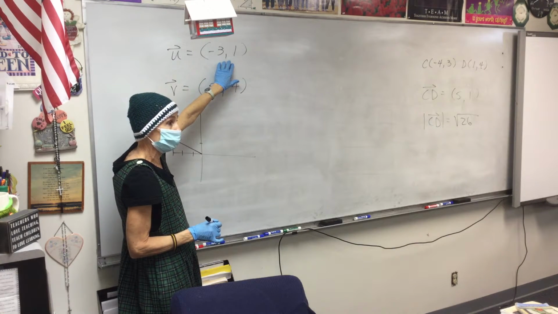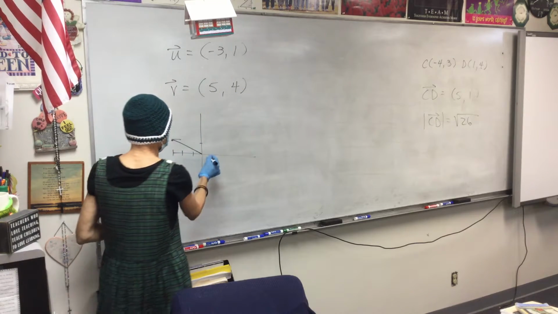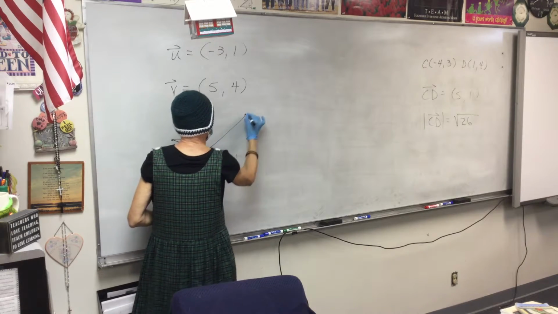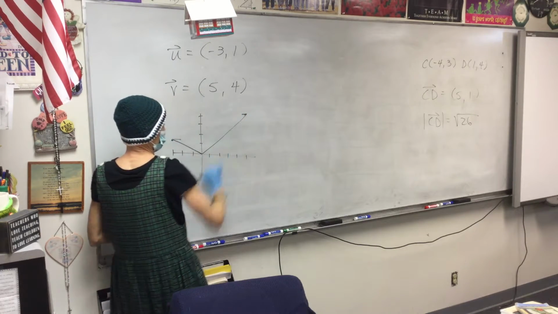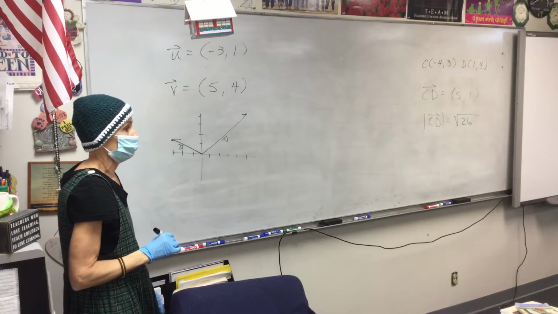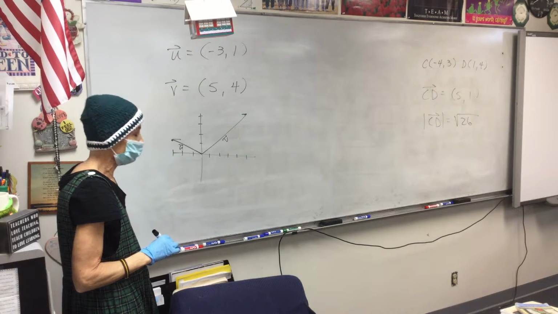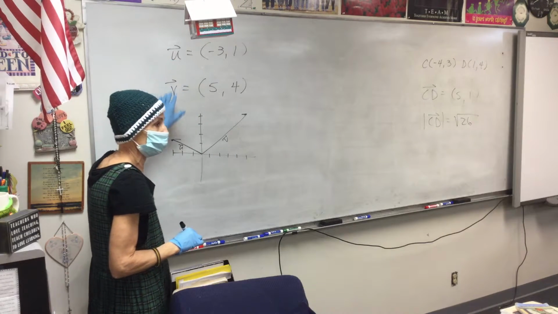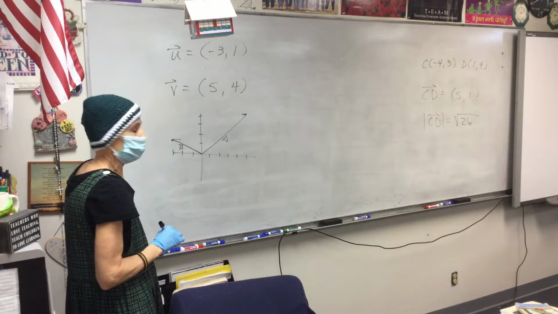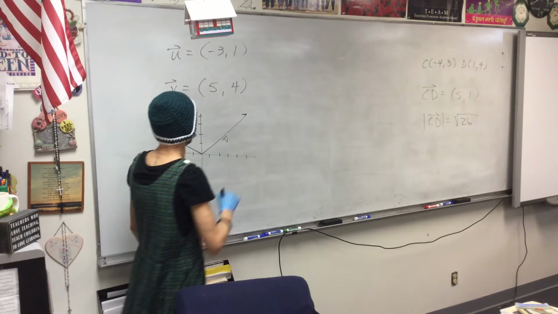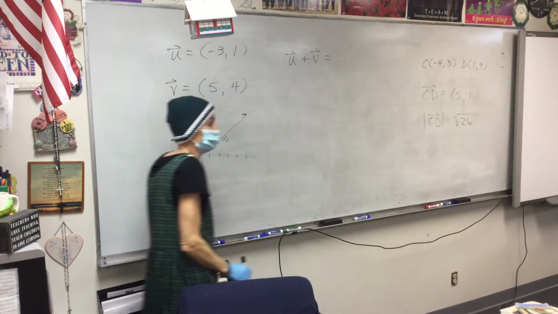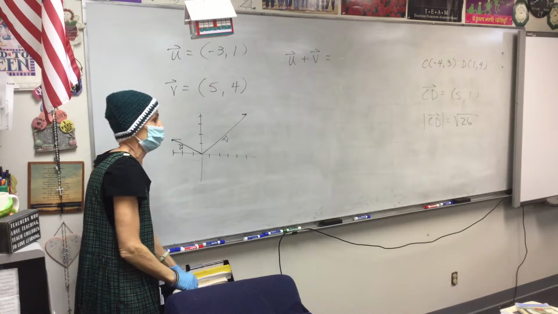Do you agree with that? Okay. And then V, if you wanted to draw V, it would look like this. It moves over 5 and up 4. You all right with that? And if I said to you, find the magnitude, everybody would know how to do that. You just did it. But I don't want you to find the magnitude now. What I want you to do now is add these 2 vectors together.